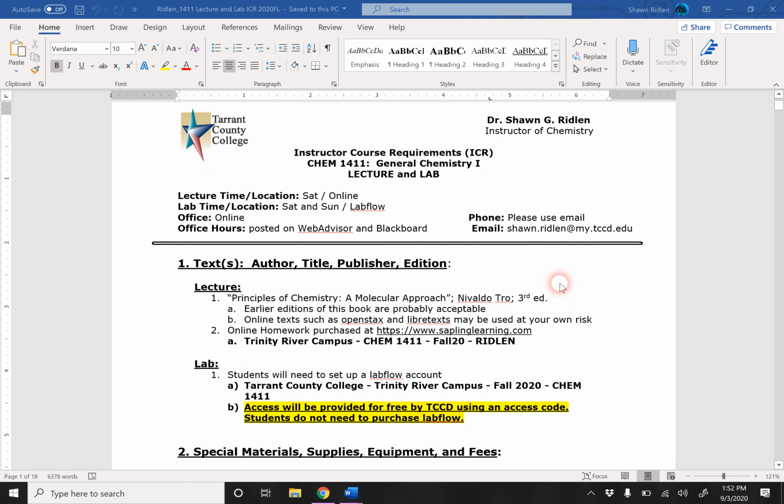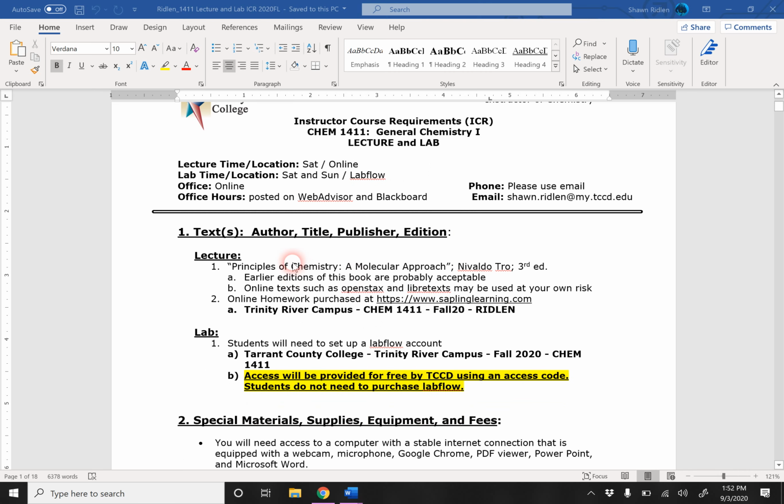Okay, so next let's just get into the text. So for the lecture, this is the book that I'm following in terms of the way I'm pacing the class, the order the chapters are in. So if I say chapter 1, this is what I'm talking about. This is Principles of Chemistry, a Molecular Approach, and this is the Tro 3rd edition. If you're able to get a copy, or maybe you have a copy of a previous edition, that will work just fine. Or if you have another college-level chemistry textbook, that will also work just fine.